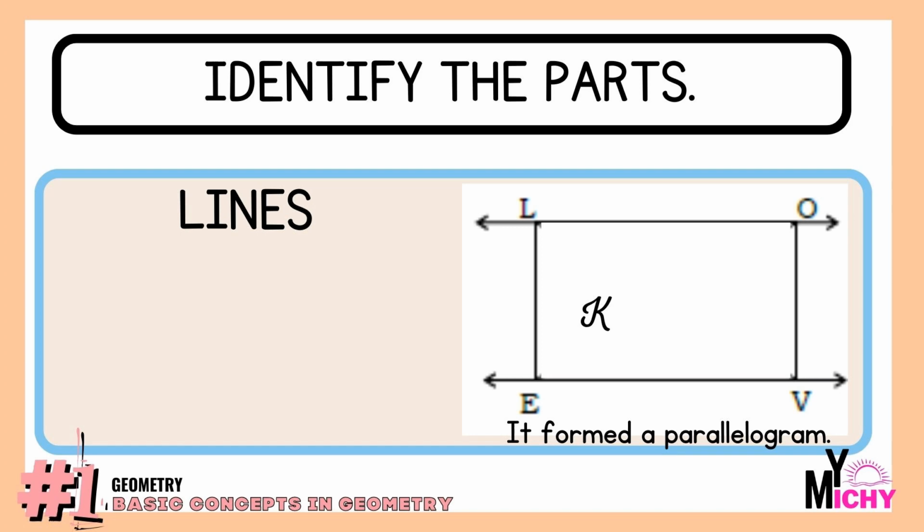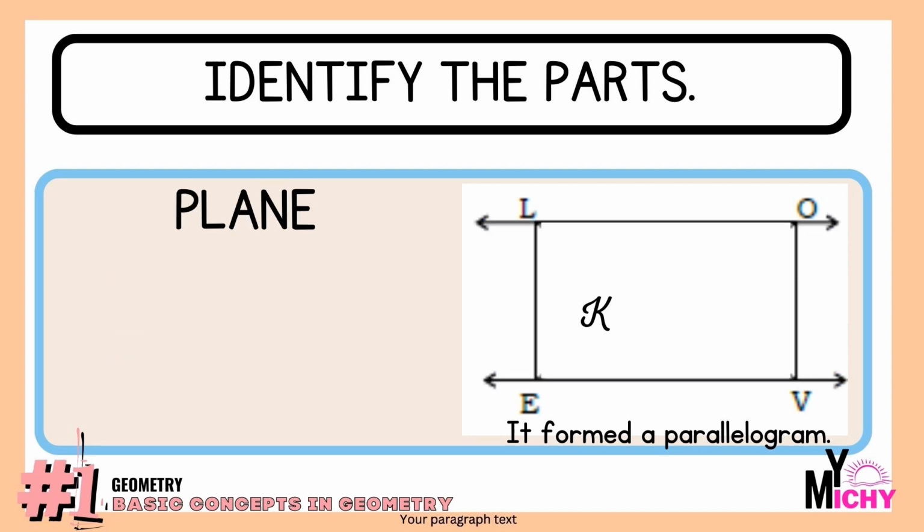When we see a line, it extends on both sides. But we have two parts of a line: ray and line segment. So we have here arrowheads. Therefore, we have line LO, and then we have two arrowheads. We have line EV. Now, to be specific, we also have EL and OV, but to be specific, they are line segments. Again, they are line segments. So we will write this as line segment. Next.